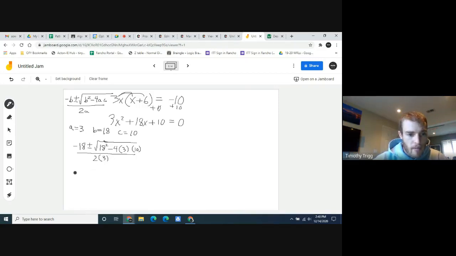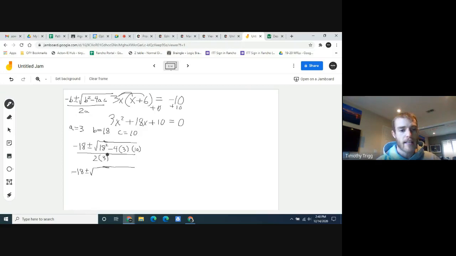So let's start working this out. So we have negative 18. Nothing we can really do with that right now. Plus or minus. Now again, the plus or minus part comes from the fact that there's a square root. So this really gives us both the answers in one. Generally, when we solve a quadratic, usually there's going to be 2 answers. Not always, but usually it'll be 2 answers.